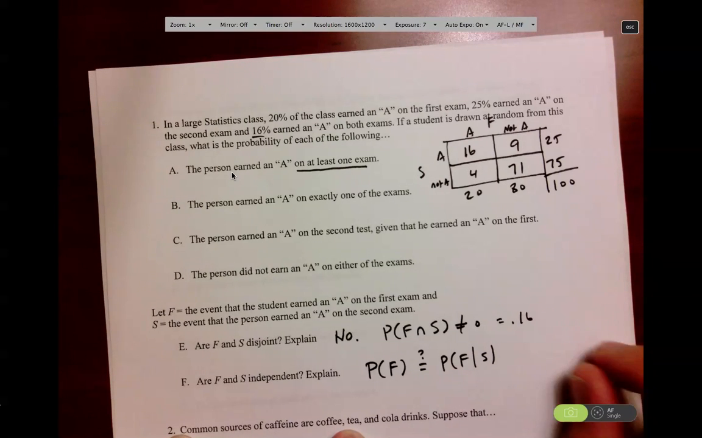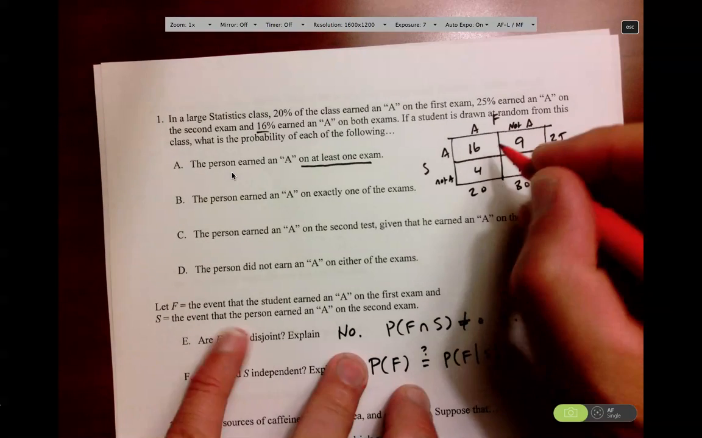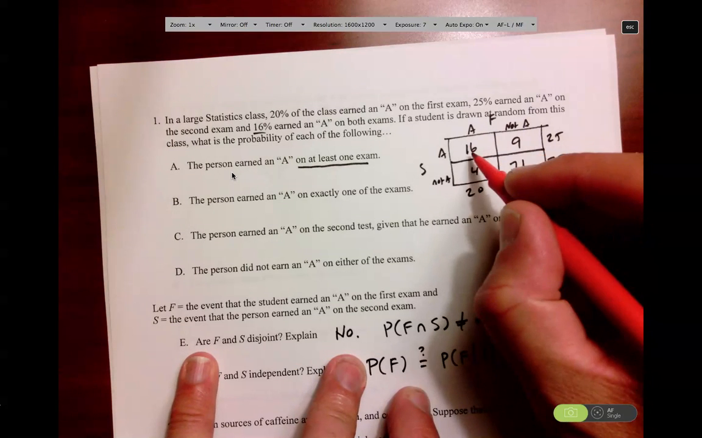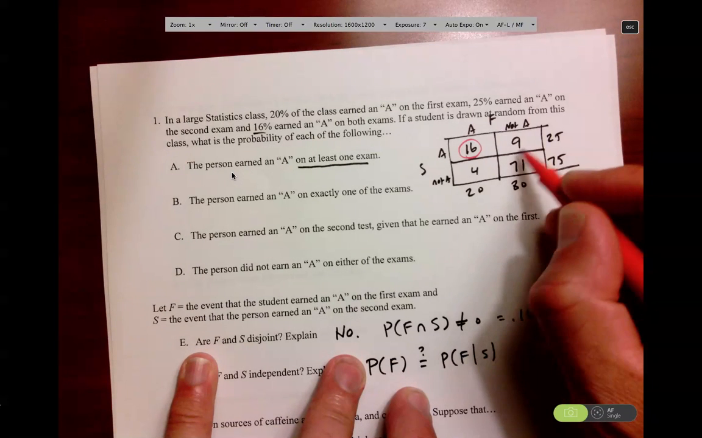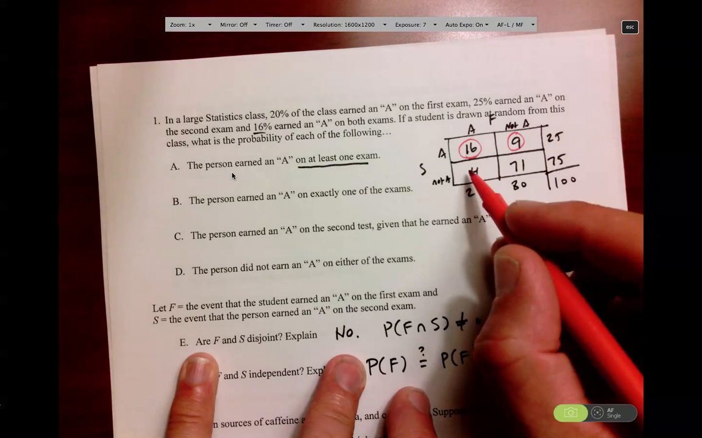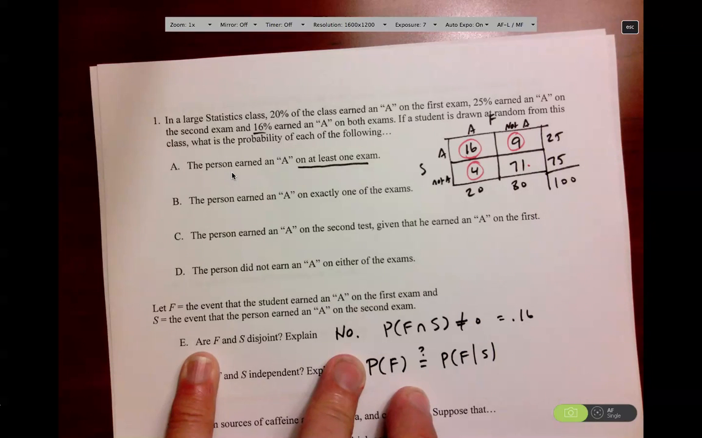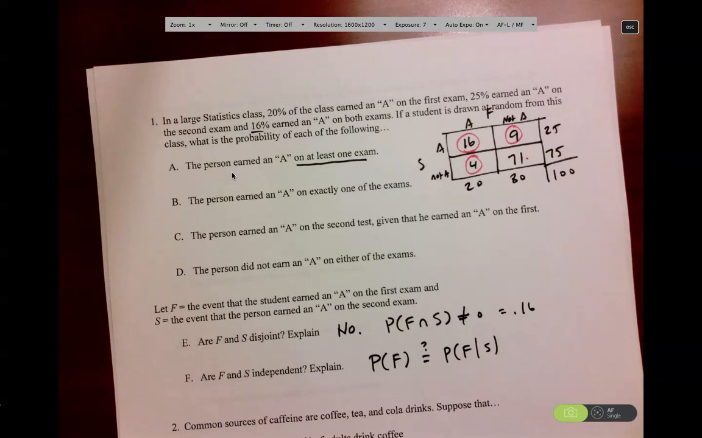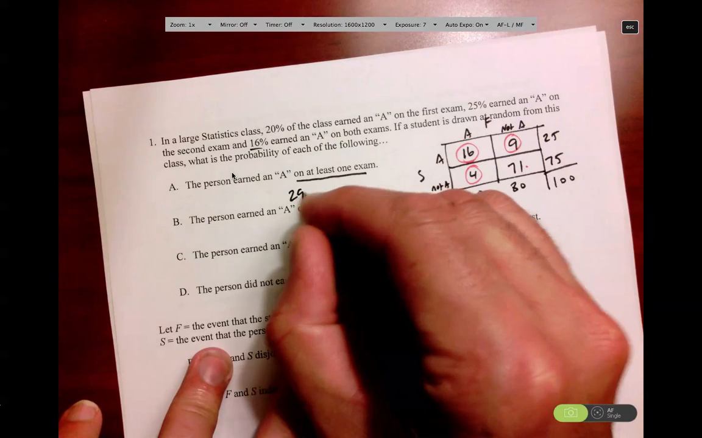Now, what's the probability the person earned an A on at least one of the exams? So the question is, did these kids earn an A on at least one exam? And the answer is yes. Did these kids get an A on at least one exam? Yeah, they got an A on the second one. Those kids got A's on the first exam. These kids down here didn't get A's on either exam. So the probability that a person got an A on at least one is what I get when I add those up, and we're going to end up with 29%.